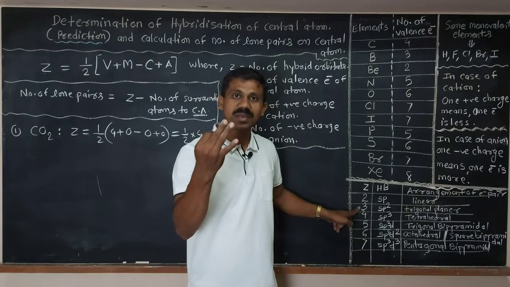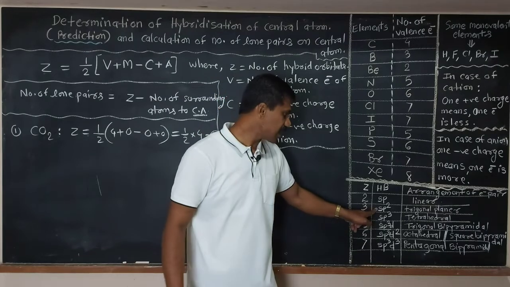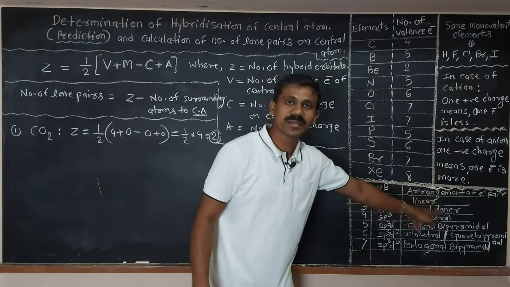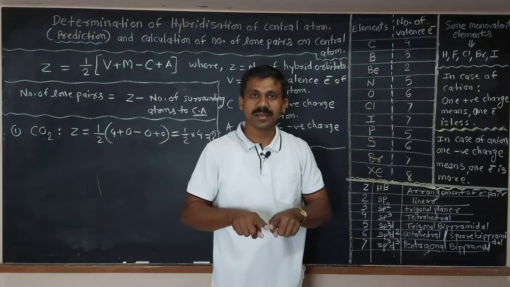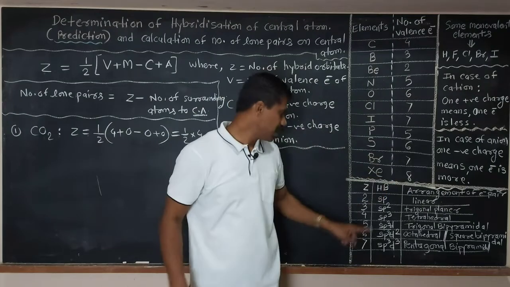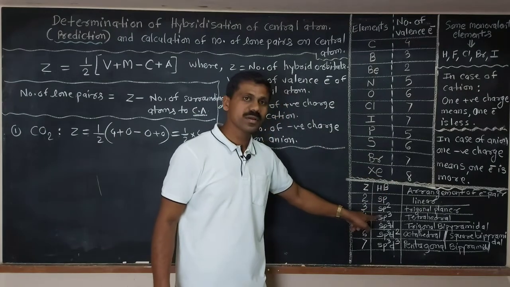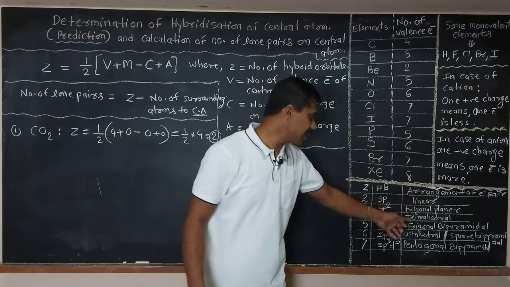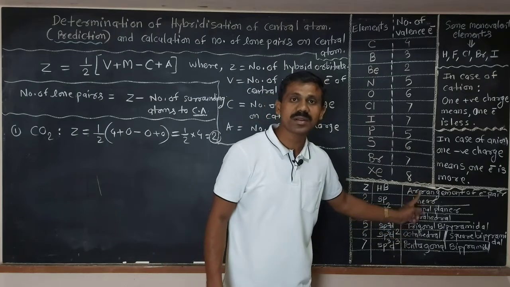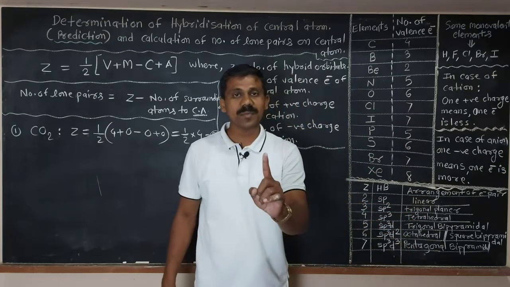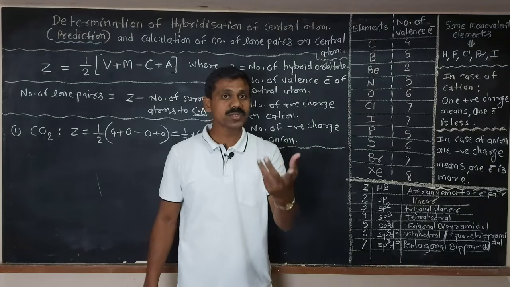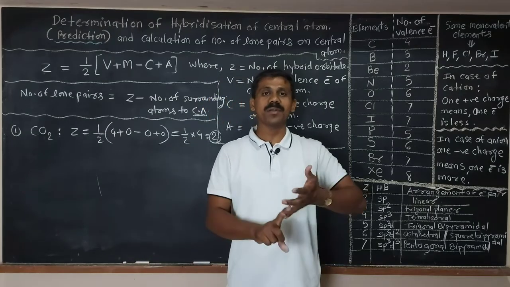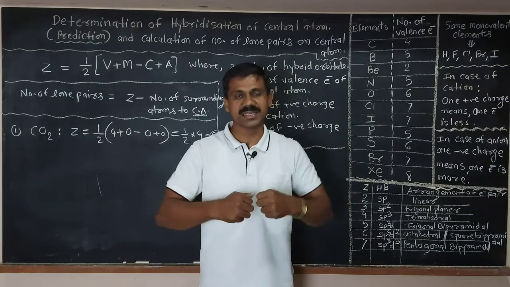If Z is equal to 3, then 3 electron pairs are involved, and they are arranged in a trigonal planar manner, in a single plane, that is sp2. If Z is equal to 4, it is sp3, and the arrangement is tetrahedral. These are not shapes, these are arrangements of electron pairs. Shape depends on how many lone pairs, how many bond pairs, and repulsion, bulkiness, etc.